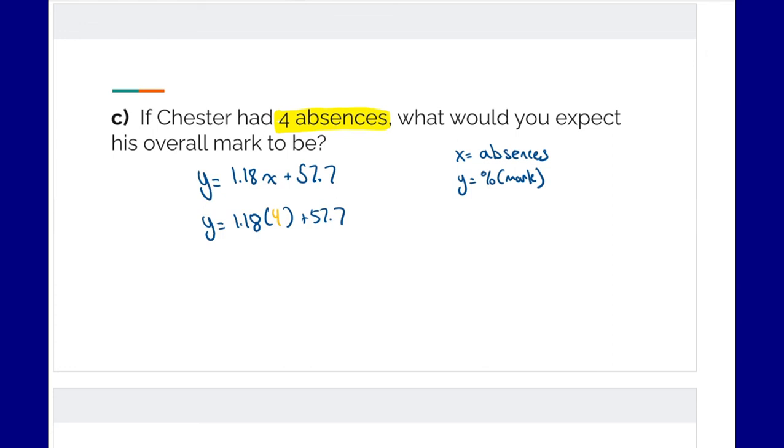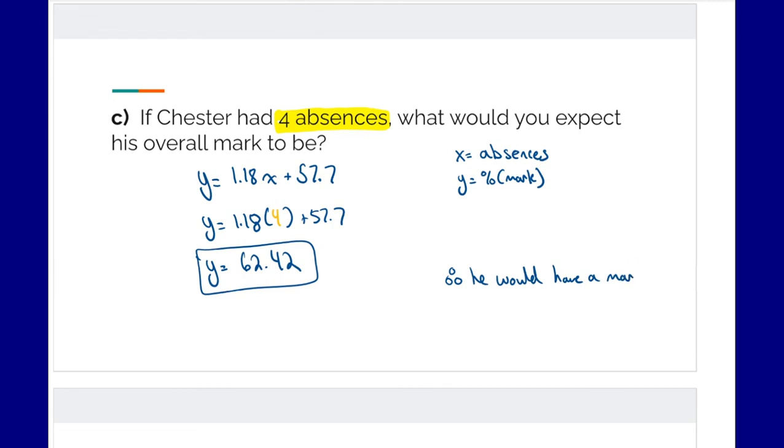So if Chester had 4 absences, we would expect him to have a mark of 62.42. So we would expect him to have this mark. Therefore, he would have a mark of 62.42%. So that's the mark that we would expect him to have.